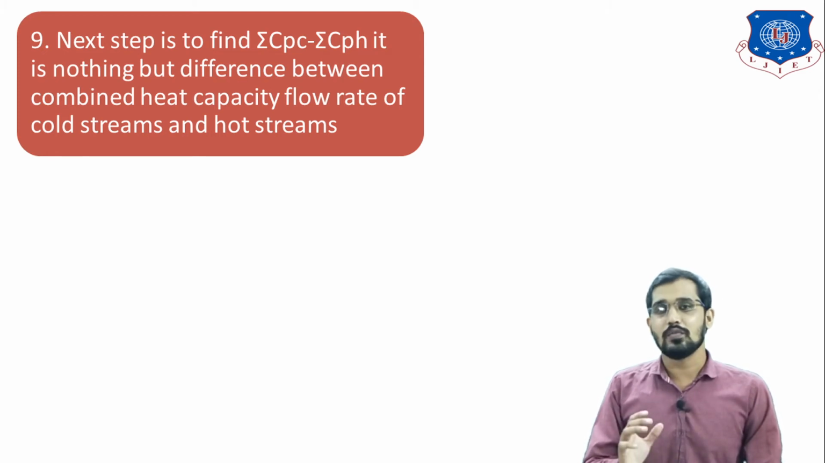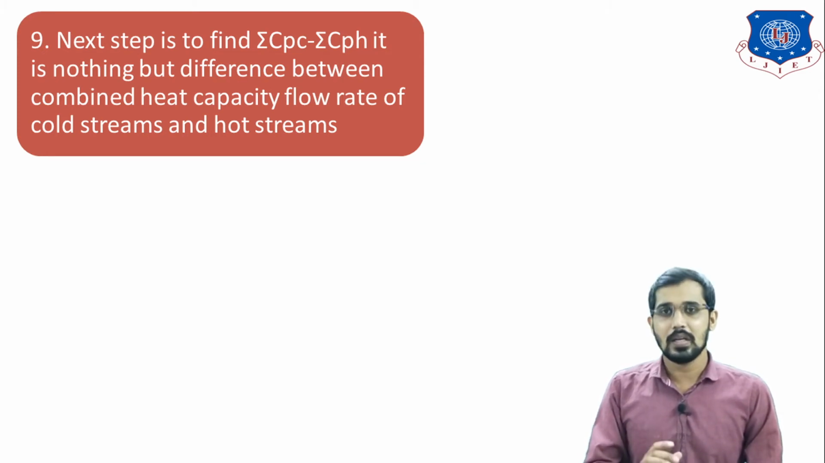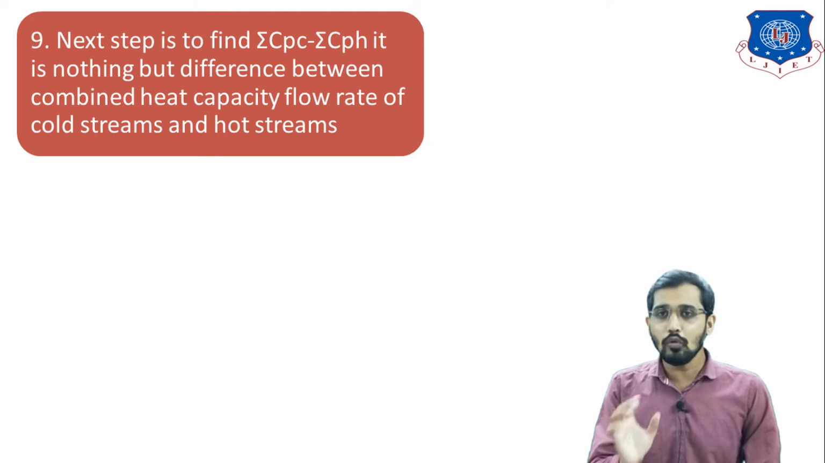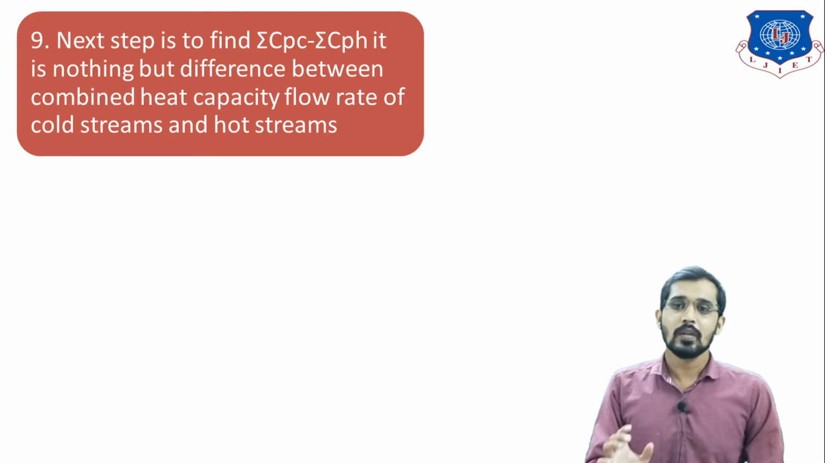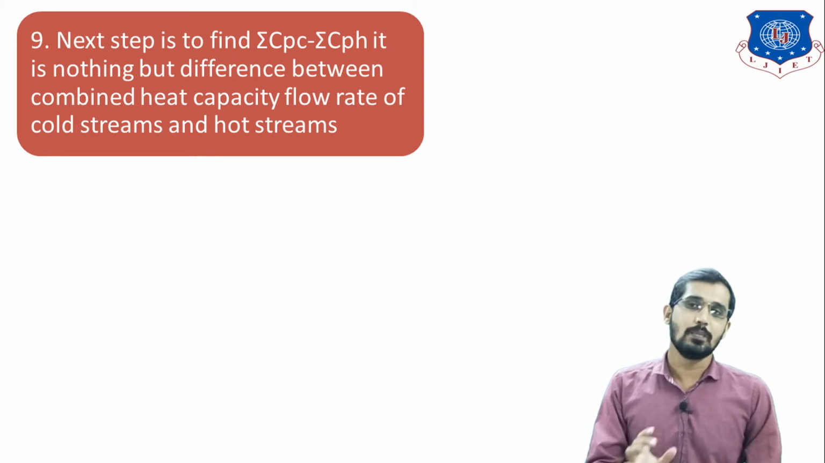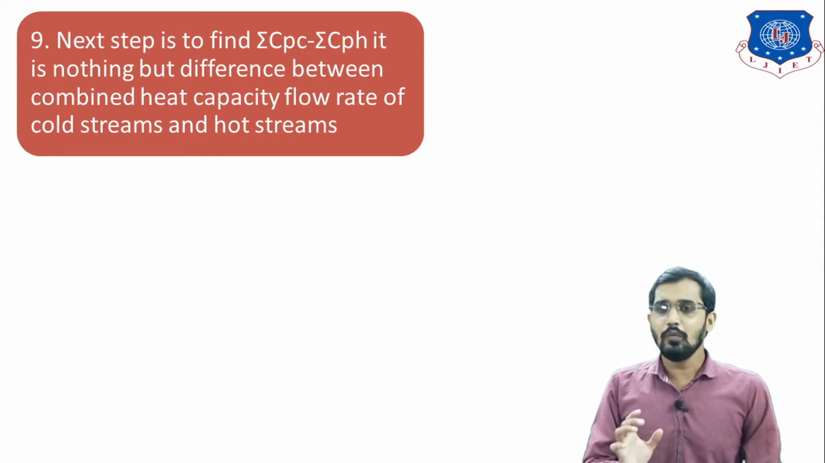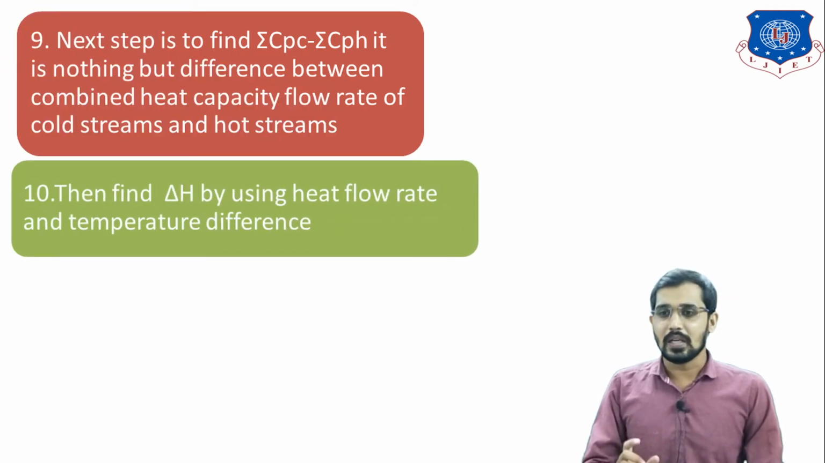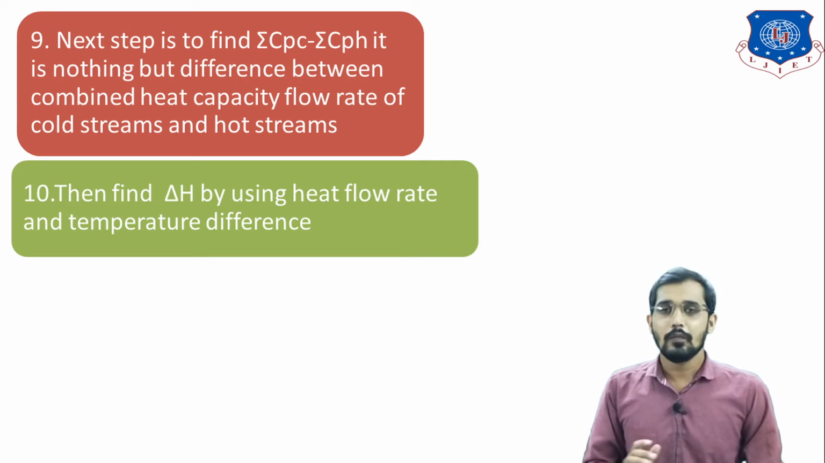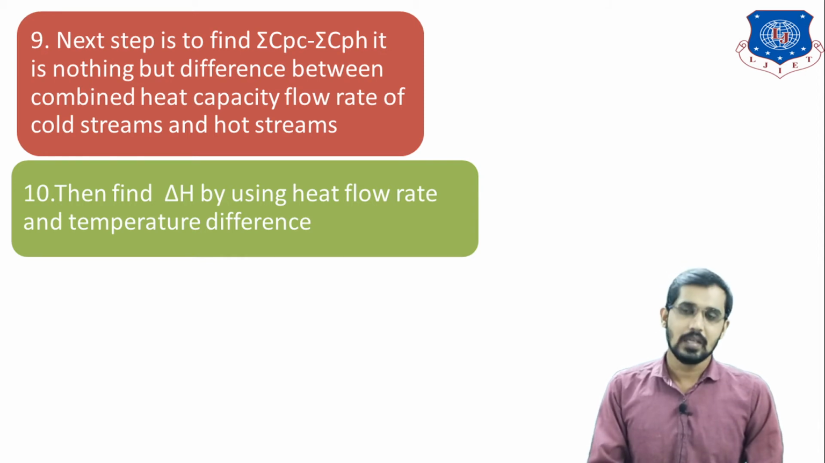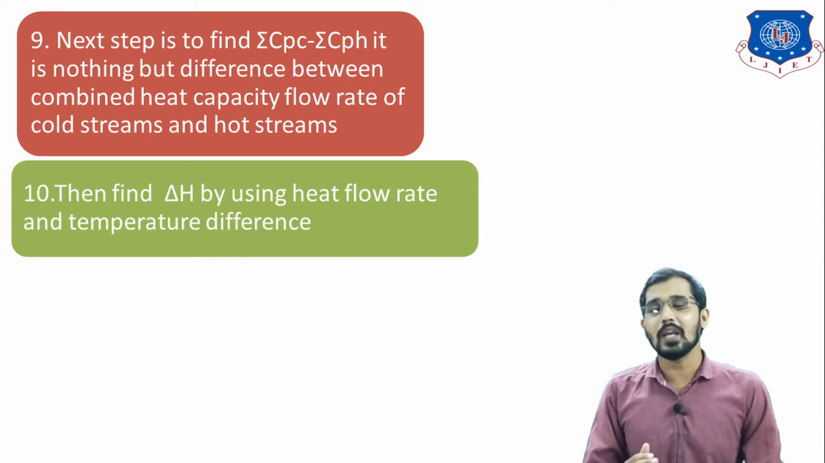For this difference, we will use the temperature profiles. In the last lecture, I already told you how to find this summation of CPC minus summation of CPH. Now we will see the next point: find delta H by using the heat flow rate and temperature difference. We know that sensible heat is given by mCp delta T. So mCp is the heat capacity flow rate, and we have this value directly in our question.